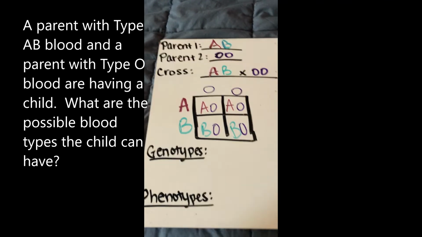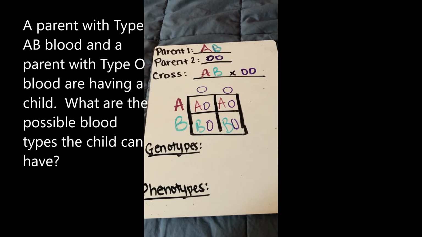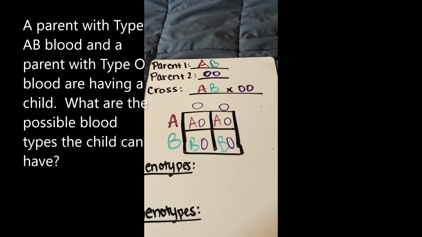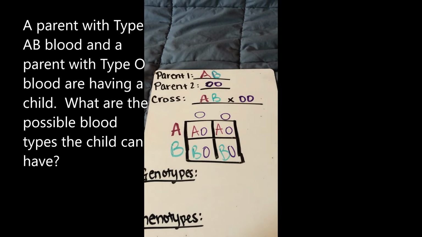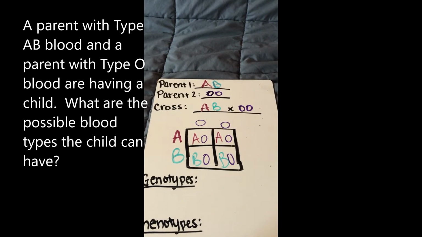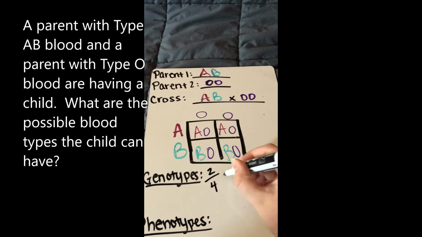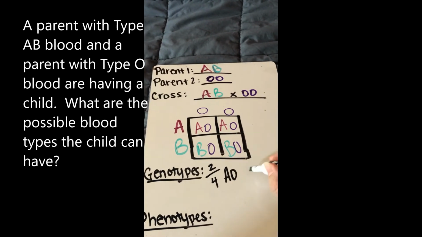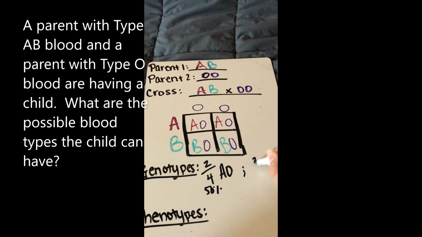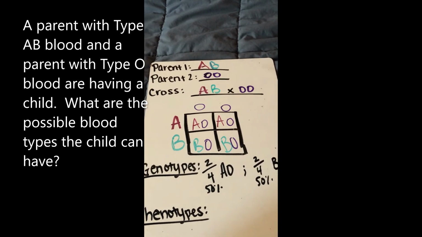Now that you have seen that, we solved the Punnett square, we can figure out what the genotype and phenotype chances are. So if we're looking, we have two AOs in the boxes and we have two BOs in the boxes. So we have a 50% chance, or 2 out of 4, for genotype AO. And we have a 2 out of 4 chance, or 50%, for BO.